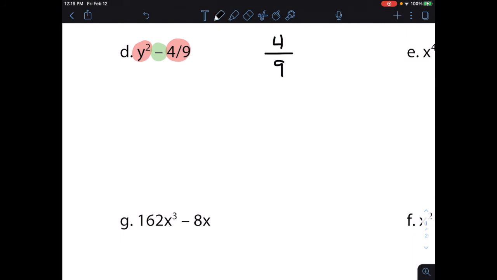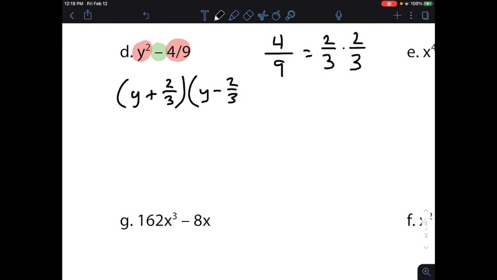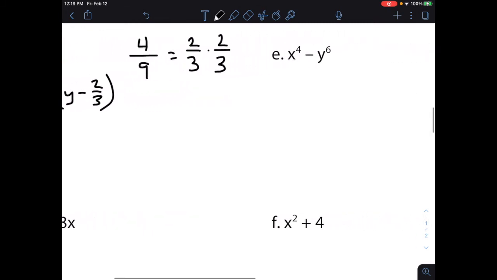And now the question is, what's the square root basically of 4 over 9? Well, we just take the square root of both the numbers. So it's 2 over 3 times 2 over 3, because 2 times 2 is 4, 3 times 3 is 9. So we're going to use 2/3 in our binomials. So we have y plus 2/3 and y minus 2/3. That wasn't so bad. Don't be afraid of the fractions.